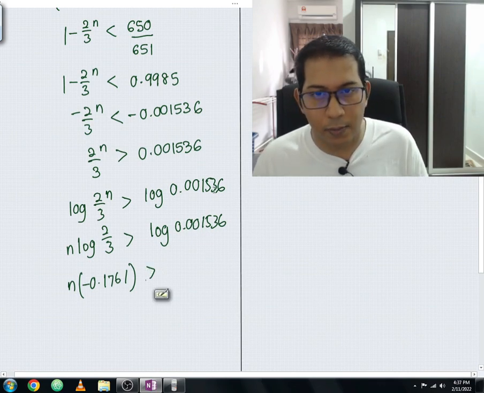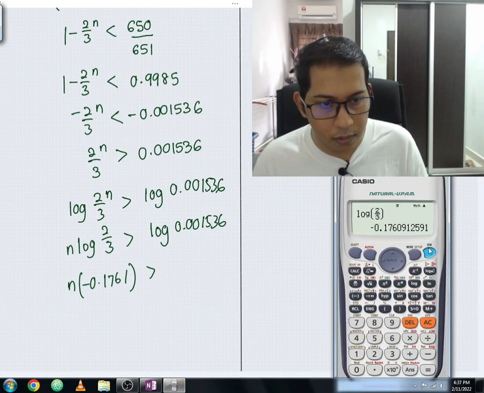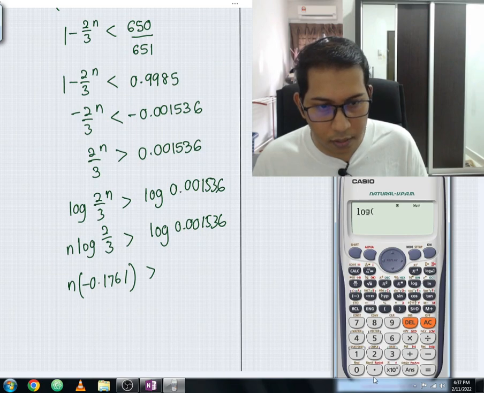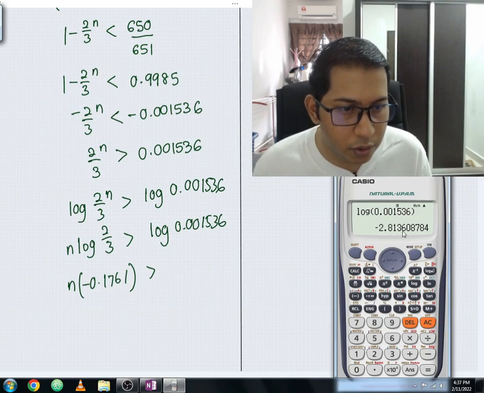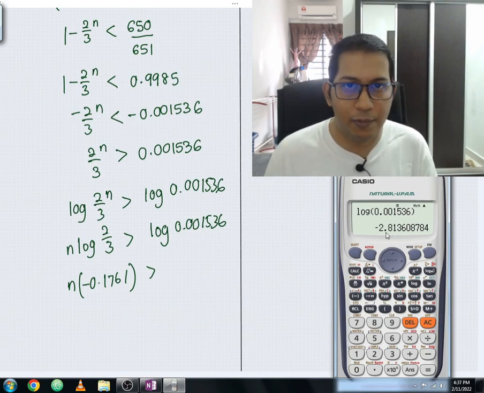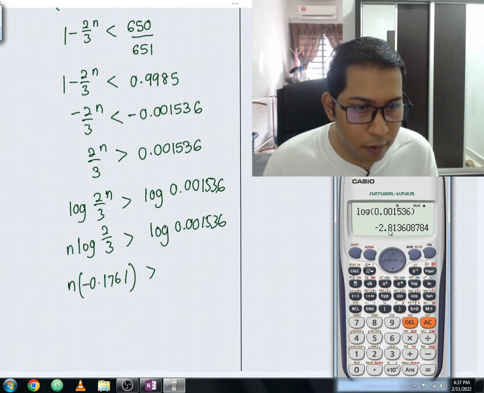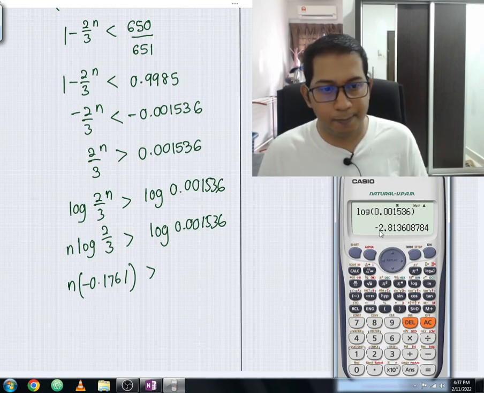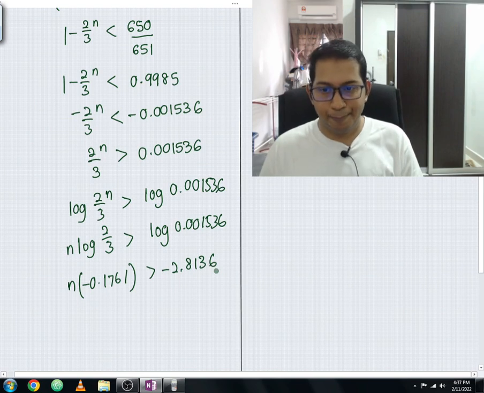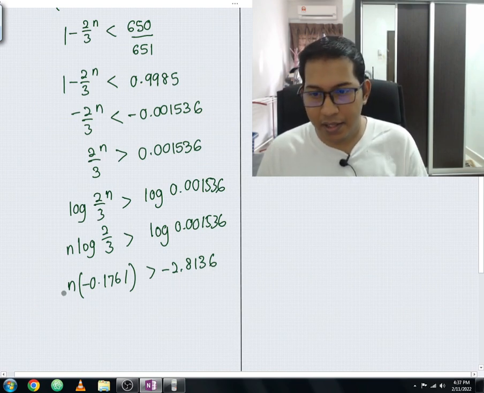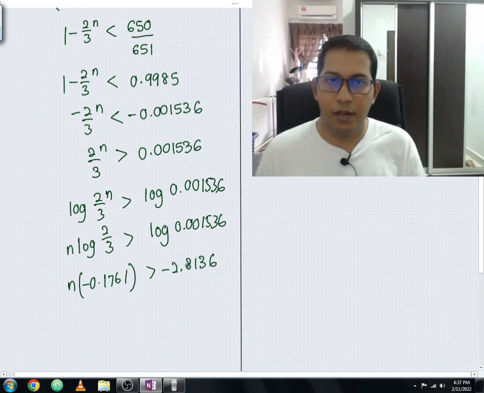So we need to calculate this as well. Let us calculate this too. From here, log 0.001536, close bracket. From here you get negative 2.813608784. We'll take up to 4 decimal places, so it will be negative 2.8136. So from here, negative 2.8136. Remember guys, here you have a negative coefficient and this side also you have a negative.